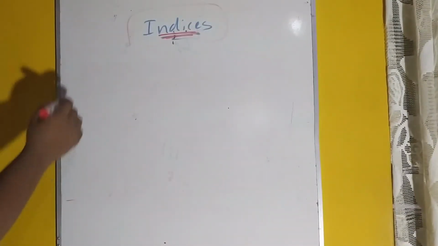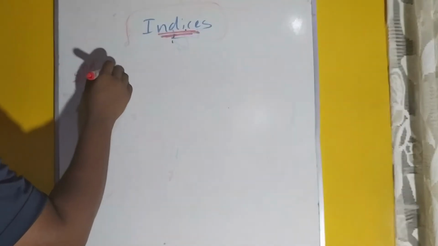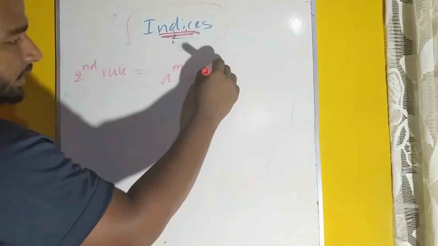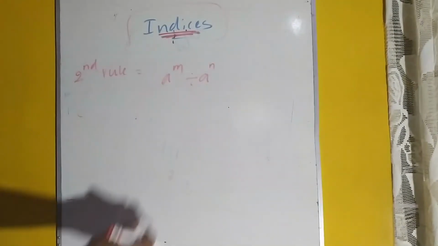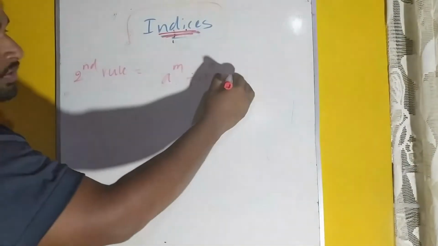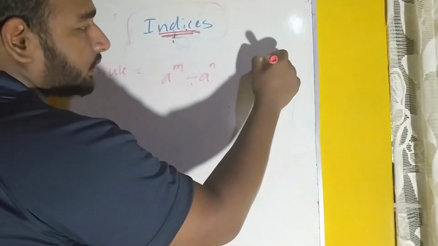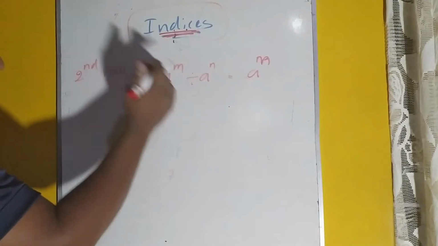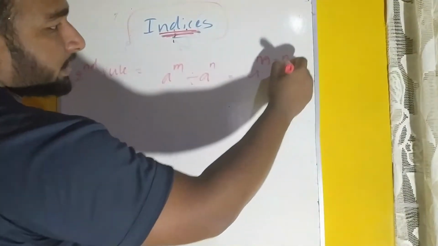Okay, let's come to the second rule. The second rule is a to the power m divided by a to the power n. In indices, if the bases are same, in division we should subtract the powers, like what we did in multiplication. In multiplication you should add, but in division you should subtract the powers.